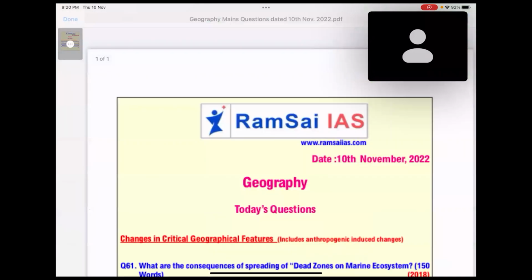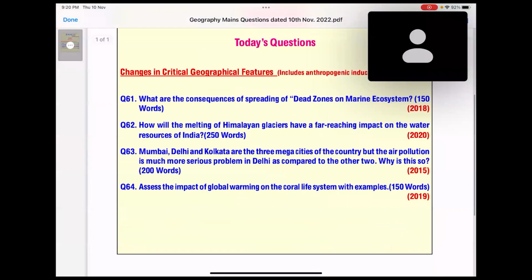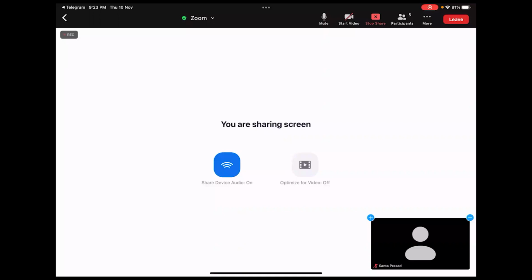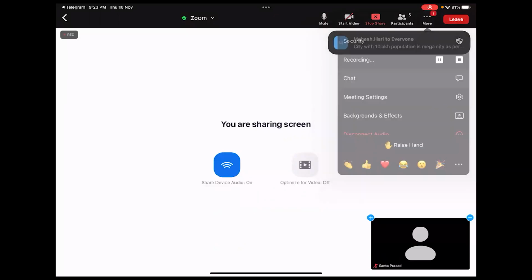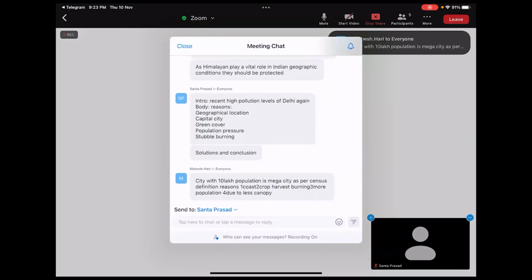Mumbai, Delhi, and Kolkata are the three mega cities of the country, but the air pollution is much more serious a problem in Delhi as compared to the other two. Why is it so? Okay. Take 2 minutes. Yeah, good points. Shanta Prasad.